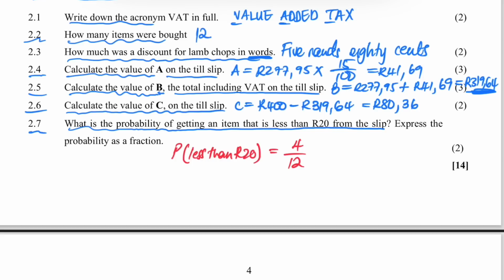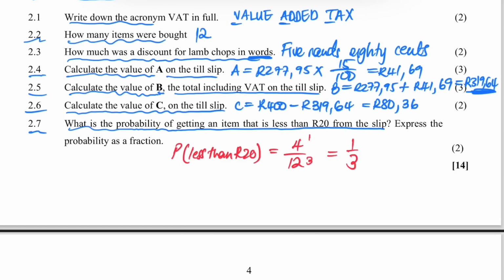The highest common factor there is 4. How many 4s in 4 divided by 4? It's 1, and 12 divided by 4 is 3. So the answer there is 1/3. So the probability of getting an item that is less than 20 rand from the till slip is 1/3.